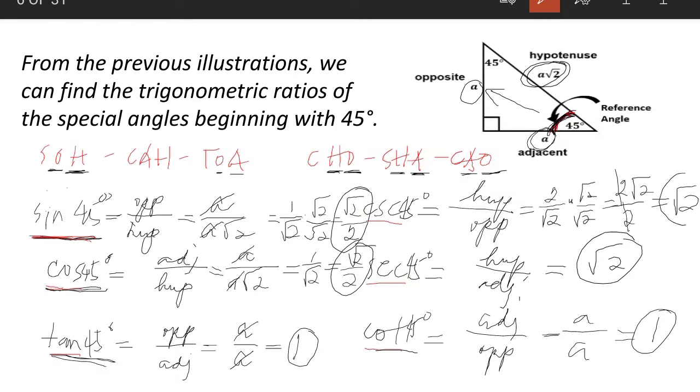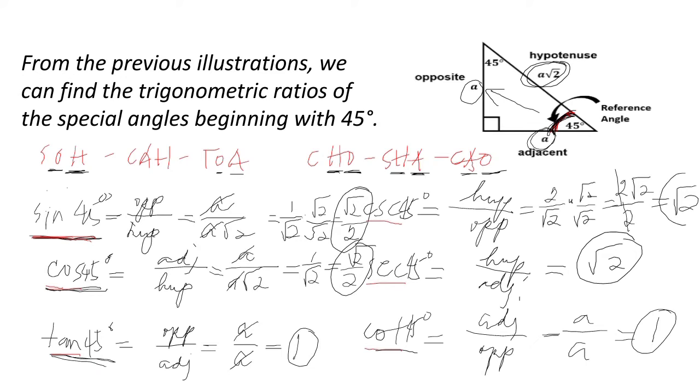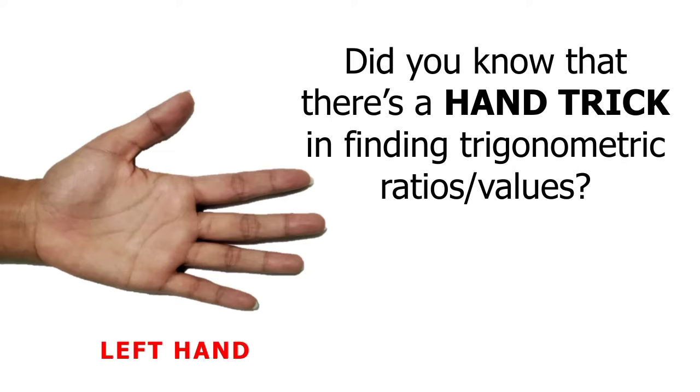I know that using this method is a little confusing to you, class. So I decided to use the hand trick, or to use your left hand as a tool in finding the value of these 6 trigonometric functions. Did you know that there is a hand trick in finding trigonometric ratios or values? Yes, there is. And you will be using your left hand in this trick.